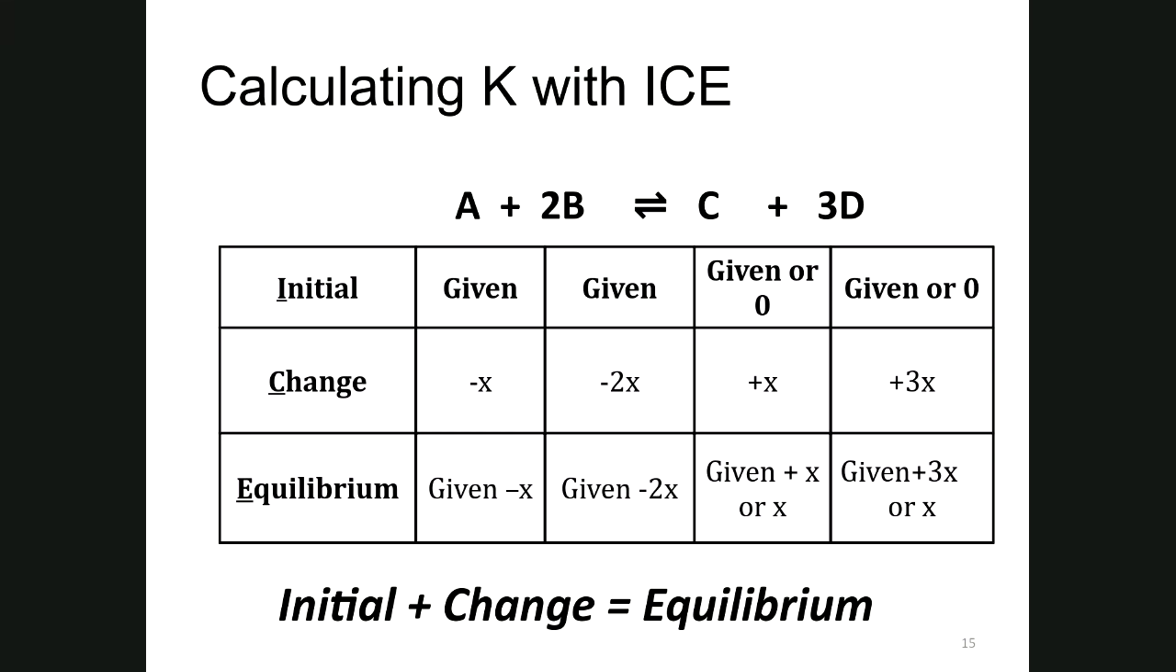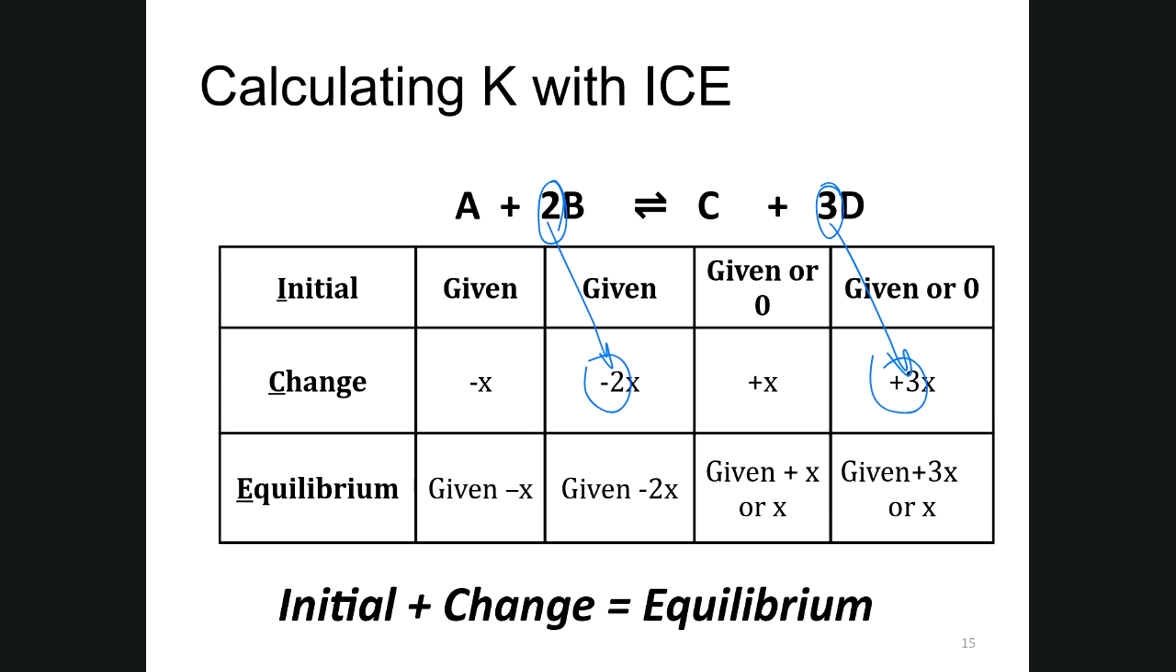Some other things that you need to recognize are that we have some cases where you have +2 or +3. That comes from the stoichiometry of the equation. So any coefficients that we have in our balanced equation go in front of x. So for A and C, we don't have any coefficients, so it's just plain x.